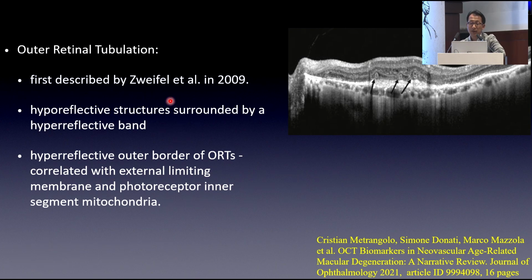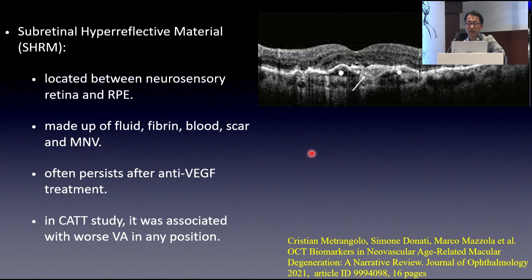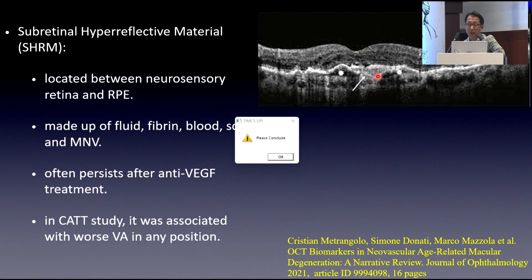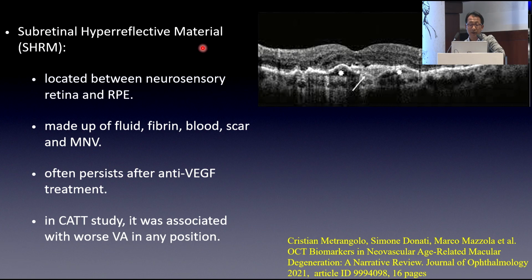One important sign is the outer retinal tubulation, which was first described by Zweifel in 2009. It is a hyporeflective structure. Here you can see the outer retinal tubulation. Presence of this is usually a worse prognosis. Another is the subretinal hyperreflective material, sometimes also known as subretinal hyperreflective exudate.